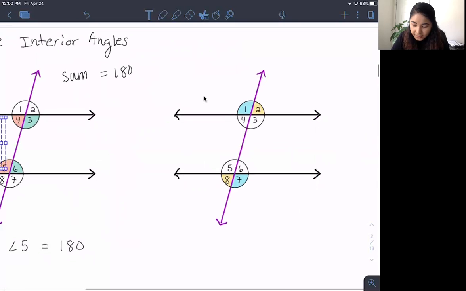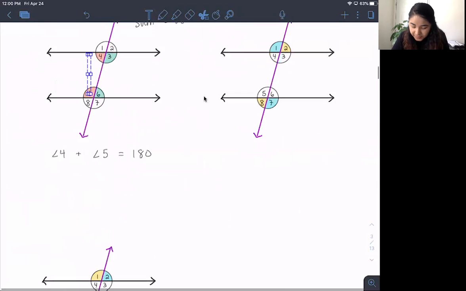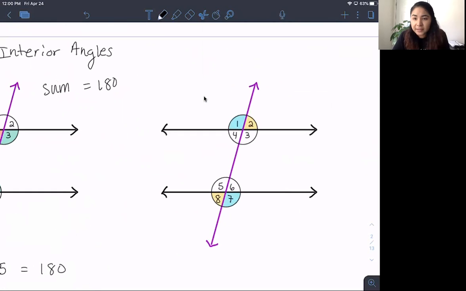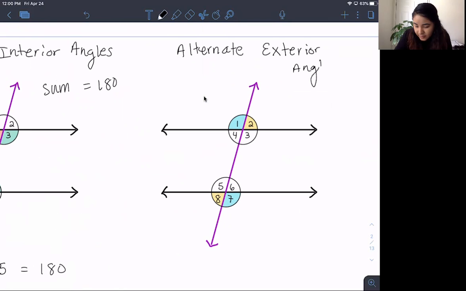Lastly, we've got two more relationships. Now we're going on to the outside, the exterior. It's going to be the same as alternate, but now it's exterior angles. These are alternate because they're on opposite sides of the transversal, and exterior because they're on the outside. Exterior angles, and again, these are equal to each other.